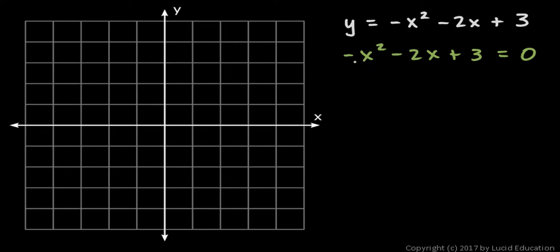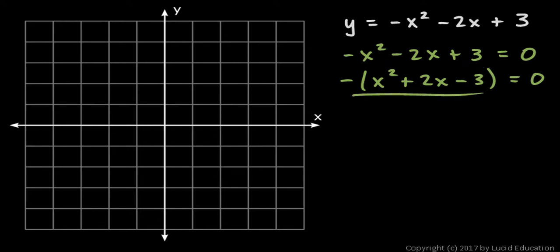So I'm going to start by factoring out a negative 1. So I'm going to just write negative and then parentheses x squared plus 2x minus 3 equals 0. And you can see that this would be equivalent to the line above, because you could distribute that negative sign and you would get negative x squared, yeah, minus 2x plus 3 equals 0.